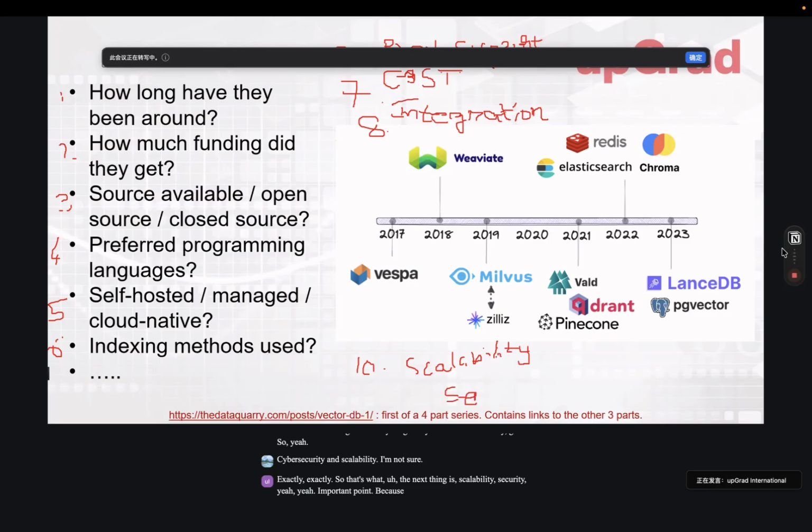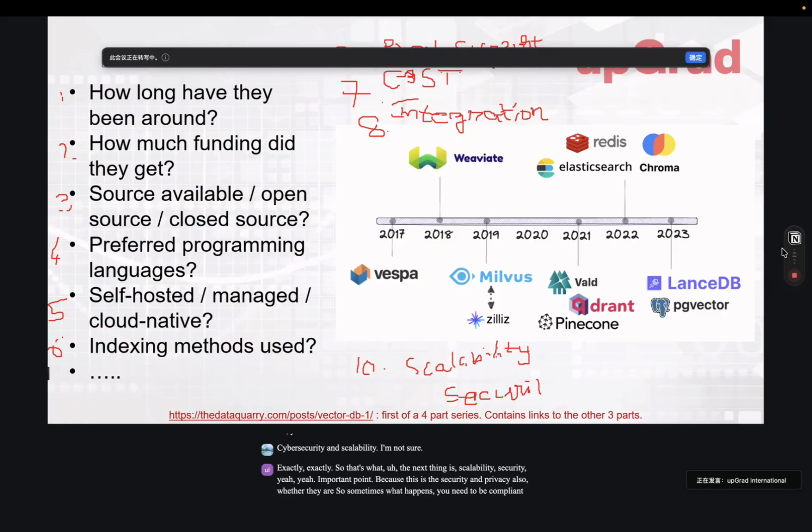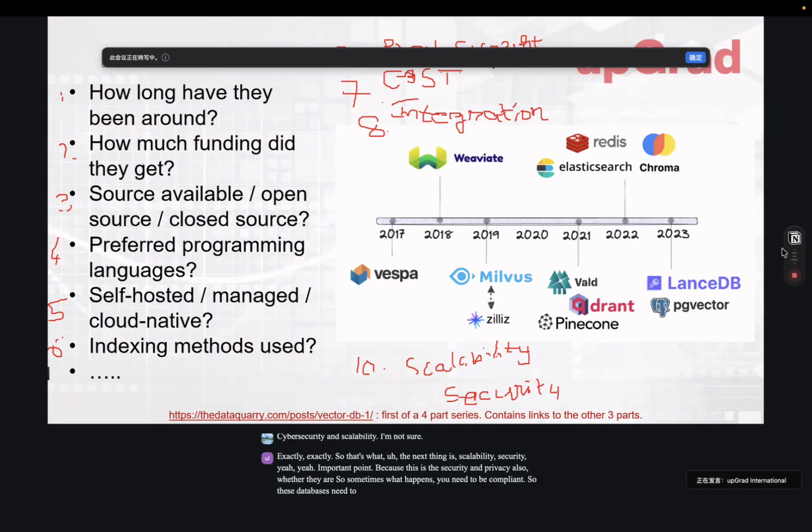Because this is the security and privacy also, whether they are. So sometimes what happens, you need to be compliant. So these databases need to be compliant to store specific customer data in a regulatory domain. So those standards will be there. That is also important from a security and privacy perspective.